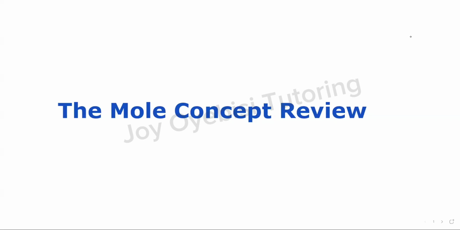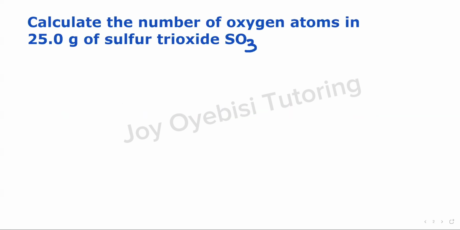In this video, I'm going to be reviewing the mole concept. The first question I have says, calculate the number of oxygen atoms in 25 grams of sulfur trioxide. So to solve this, the first thing we do is convert the 25 grams of SO3 to moles. And to do that, you need the molar mass of SO3.